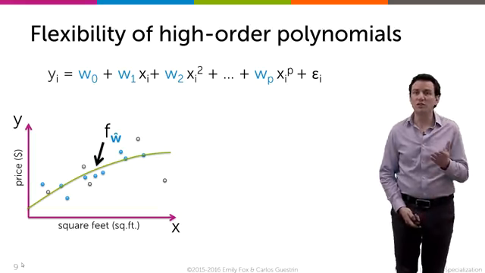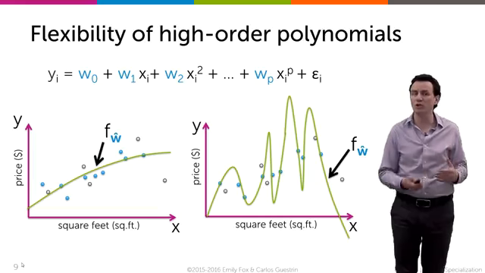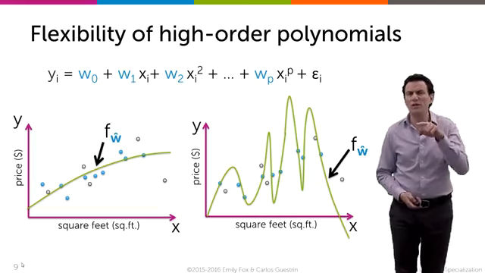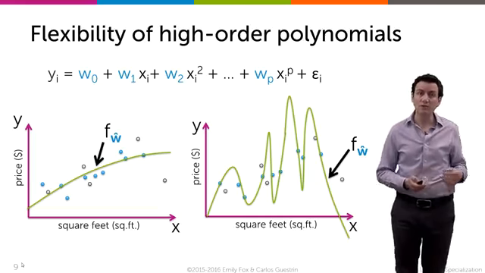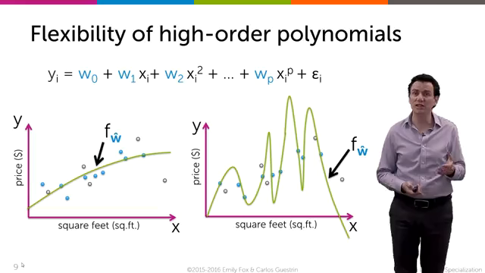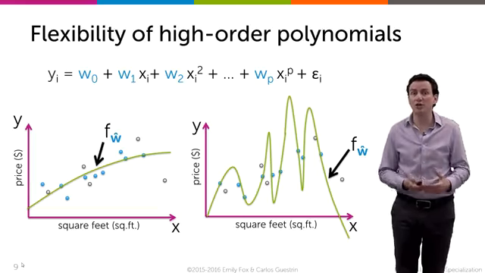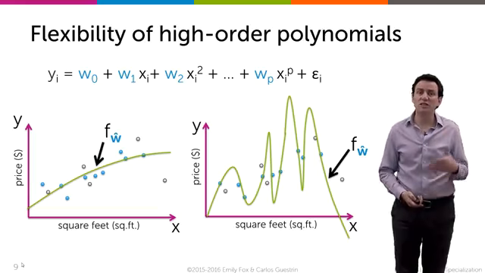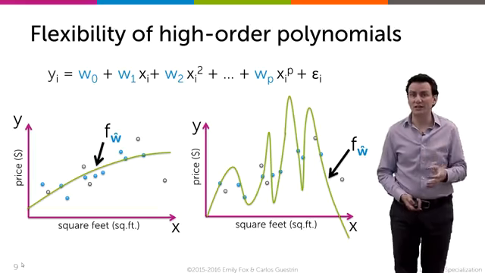However, if instead of using a second degree polynomial like we did on the left, we use a higher order polynomial, we might get a really crazy wiggly line that fits the training data extremely well, but doesn't generalize beyond the training data to data in the test set or in the real world. And so in this case, we say that the model f here has overfit the training data.